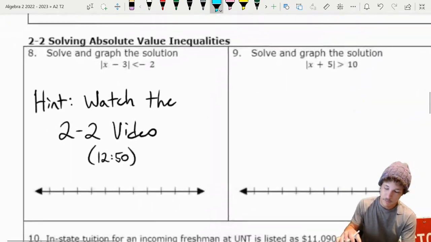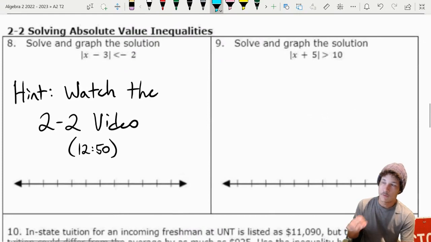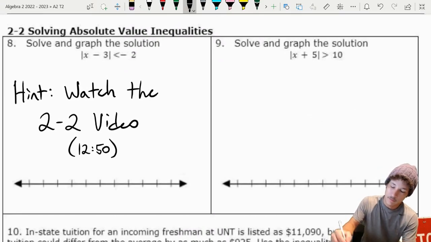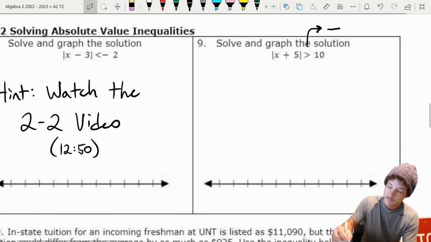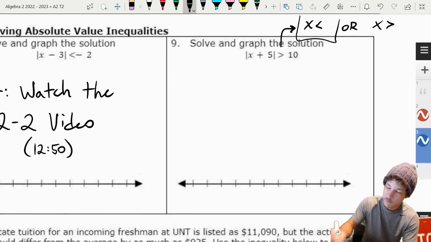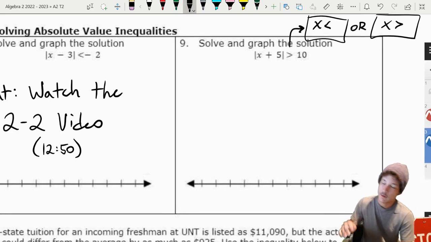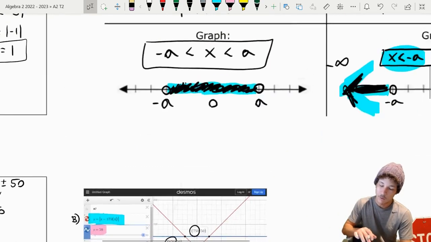Speaking of which, let's go to inequalities. I'm going to do number 9 with you guys. This is greater than. So I already know that my answer is going to look something like this. Either x is going to be less than some number, or x is going to be greater than some number. It's just figuring out what these 2 are. But we are already looking ahead at my answer. So my answer, I know it's going to look like this based on what we just talked about.